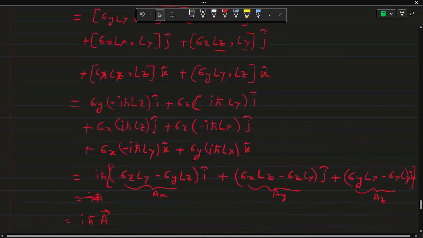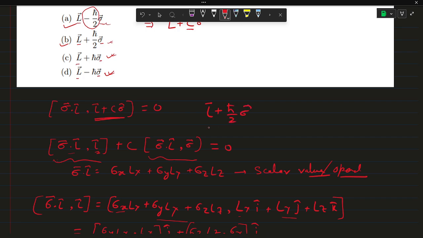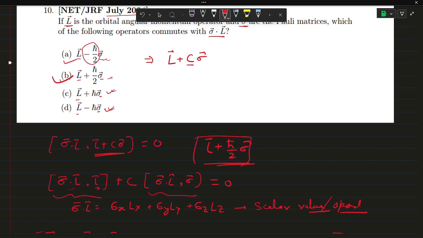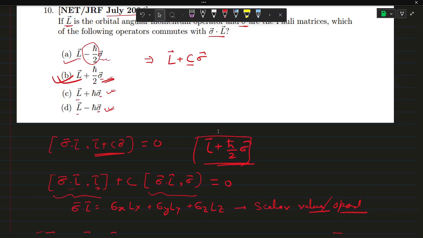So where do we put the value of C? In this equation, so L plus h cut by 2 sigma should be the operator. So the solution is B. So this commutator part we have solved. Now we will move to the next topic, which is operator, and we will solve a few questions. There will be maybe 5 or 6 questions in that part. So next we will start that part. So thank you till now.